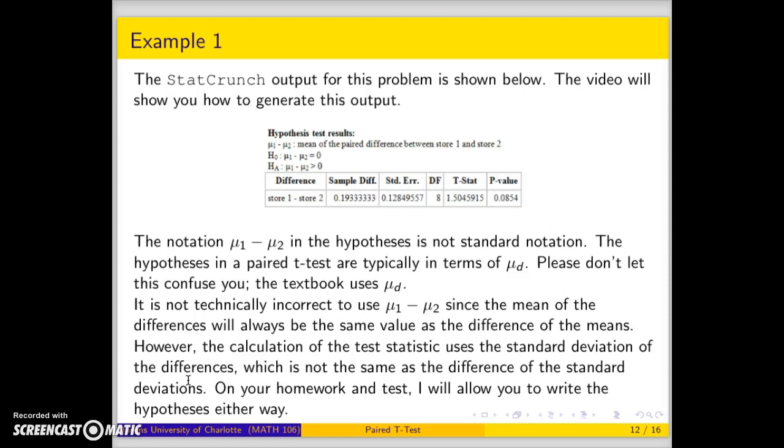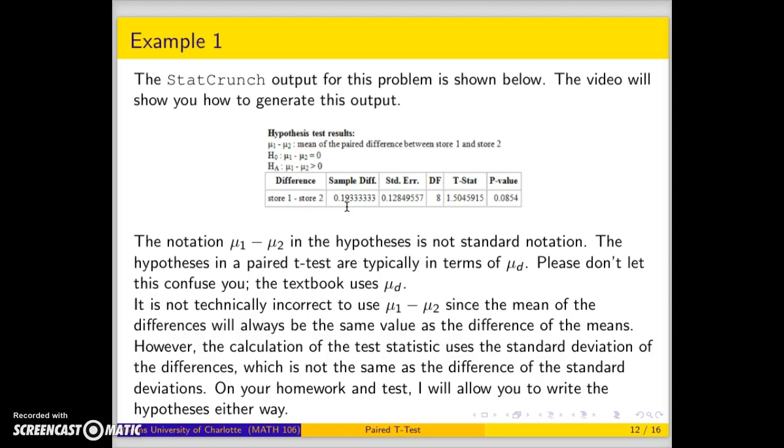So here's what the output looks like from StatCrunch, and it provides the sample difference right here. And that's store 1 minus store 2. That means that store 1 and store 2 have a difference of about 19 cents. So according to our sample, store 1 was about 19 cents more expensive than store 2.